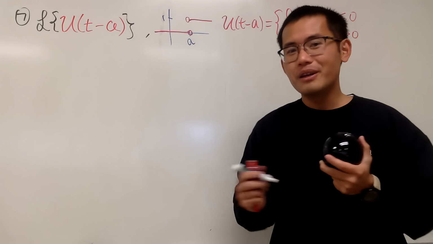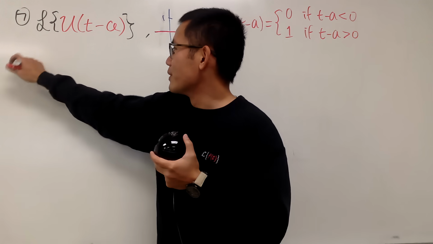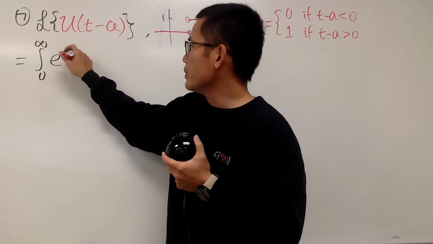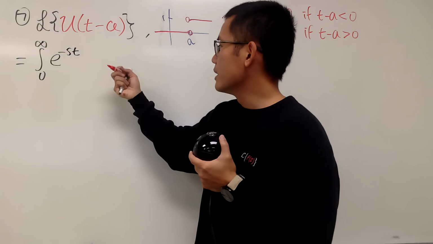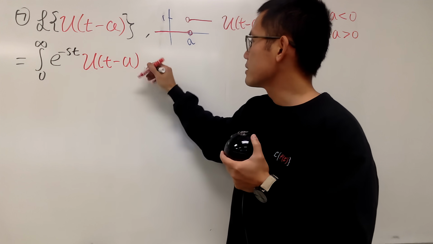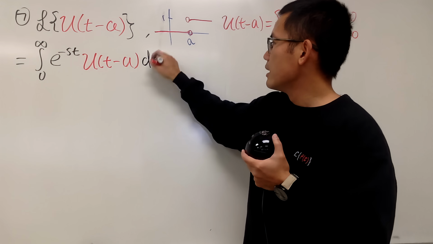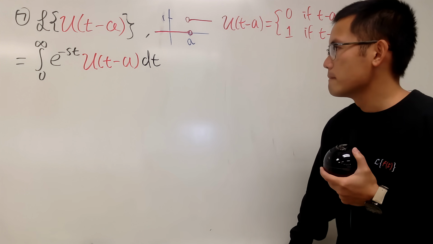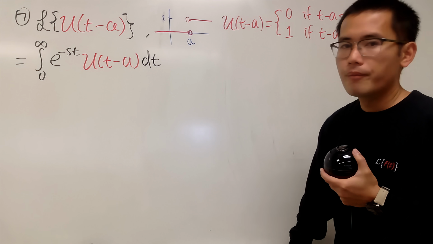Yes, the definition of the Laplace transform. So let's write it down. This is the integral going from 0 to infinity, e to the negative st times u of t minus a, and then we have the dt. How can we do this though?